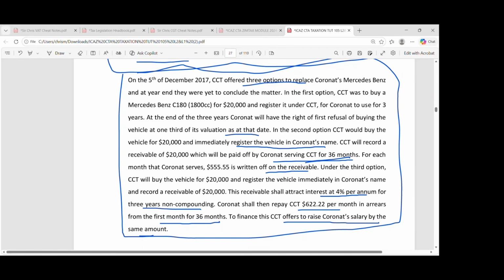Then let's go to the third option. Under the third option, CCT will buy the vehicle for 20,000 and register the vehicle immediately in Colonat's name and record the receivable of 20,000. This receivable shall attract interest at 4% per annum.